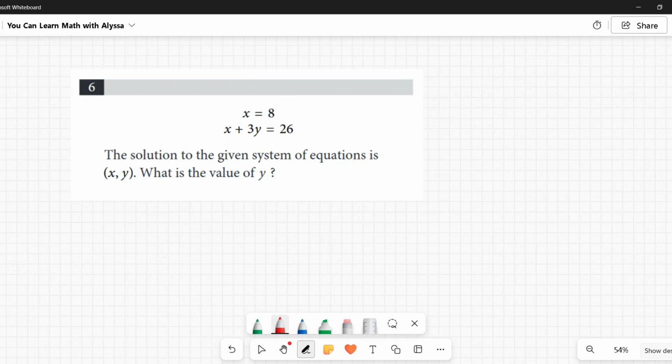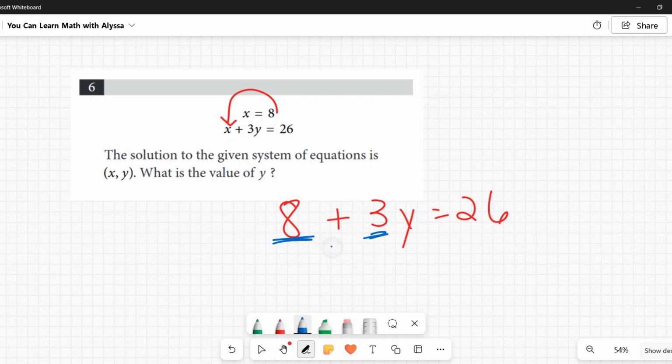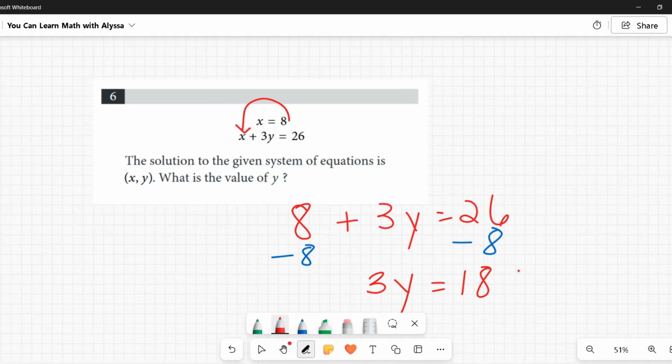But me, I would use substitution because we already know that x is 8, so I can substitute it in the other equation. So I'm going to plug it in there for the x. 8 plus 3y equals 26. To solve for y, I want to undo what's been done to it. So I want to get rid of this 8 first, and then I'll get rid of that 3. 8 here is being added to the 3y, so I'm going to do the opposite. I'm going to subtract it. When I subtract it from both sides, now I have just 3y on the left, and 26 minus 8 is 18.